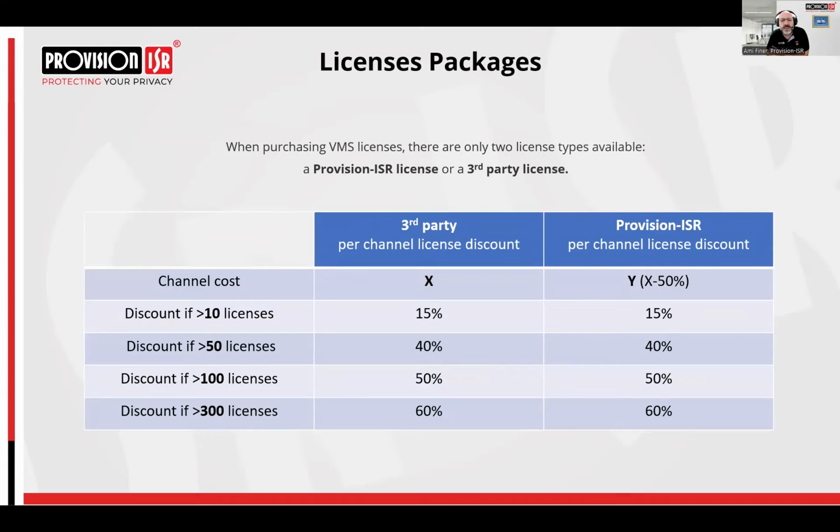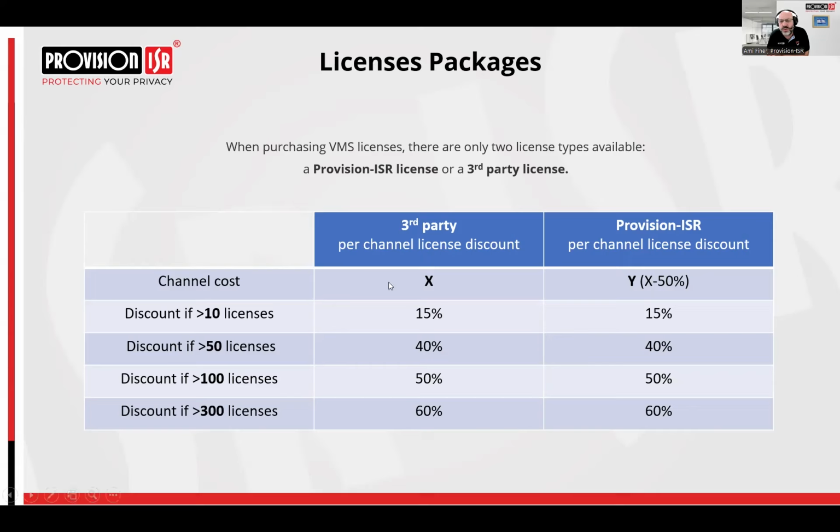There is a price for a channel cost. The first line that you see is channel cost. Let's call it X. This X is relevant when you order a third-party channel. ONVIF, Hikvision, Dahua, Axis, it doesn't matter which camera you connect, if you need a third-party channel, you will pay X. When you want to order a Provision-ISR channel, you already have, and this is the column you see on the right side, a 50% discount, what we call Y, X minus 50%. So a Provision-ISR channel will cost you half the price of a third-party channel.